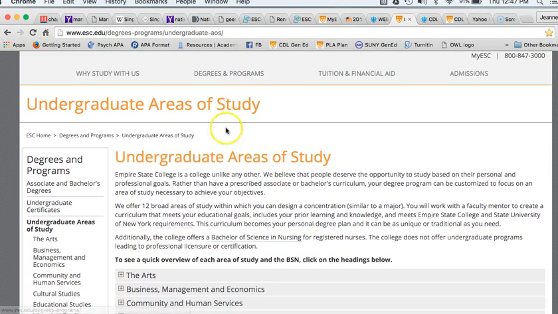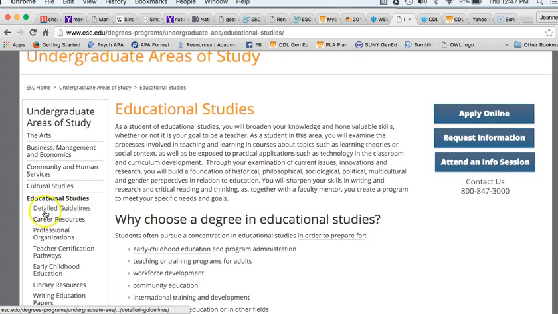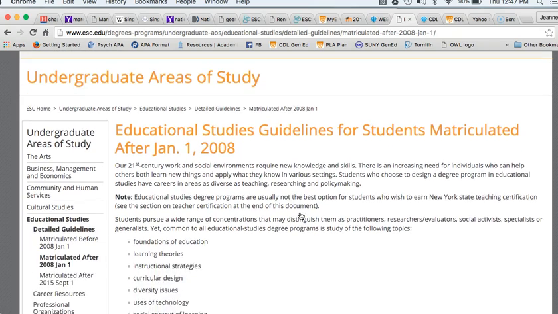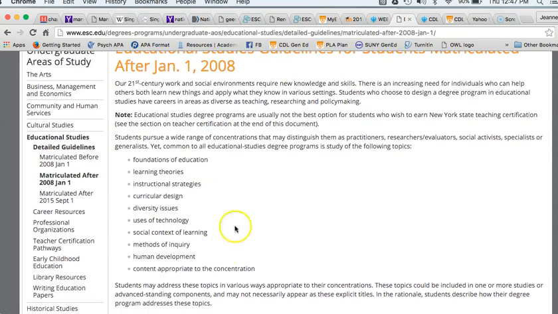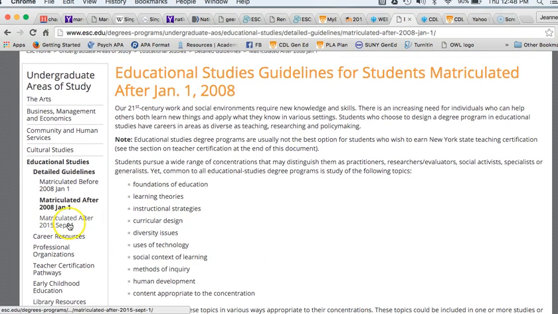So I go to my area of study site, and I click on Educational Studies. Then I click on Detailed Guidelines right here. And it says, Detailed Educational Studies Guidelines for students matriculated after September 1st. So these are brand new. These are students matriculated after January 1st in 2008, and these are students who matriculated before 2008. I don't think these pertain to anyone now, but let's look at what the 2008 to 2014 were. These are the ones that I have in the course. So if you matriculated in September, you cannot use these guidelines. You have to use the ones that say matriculated after September 1st.